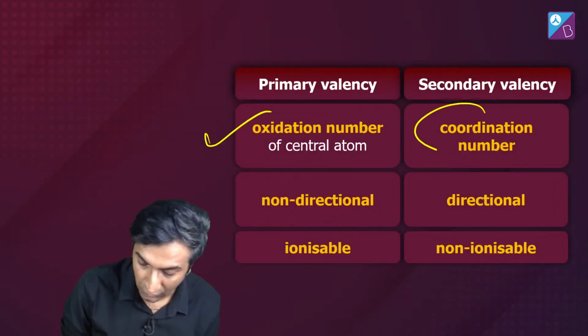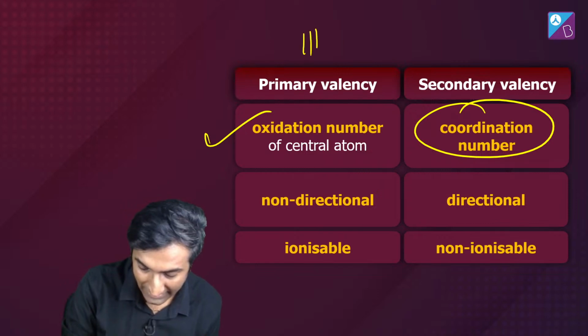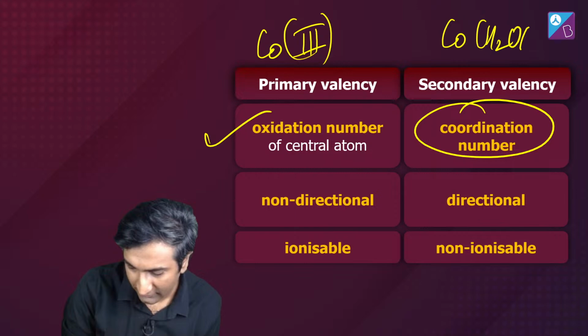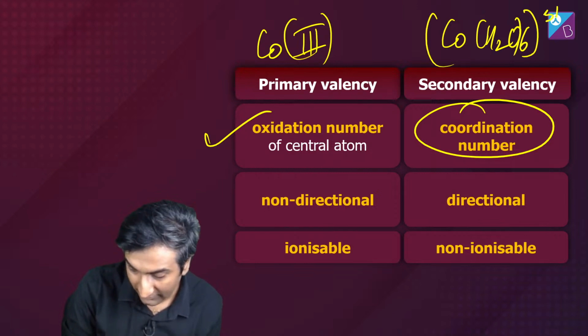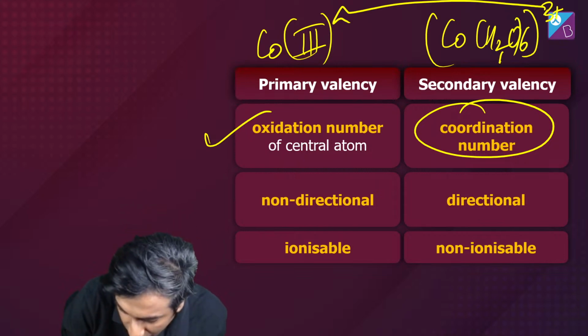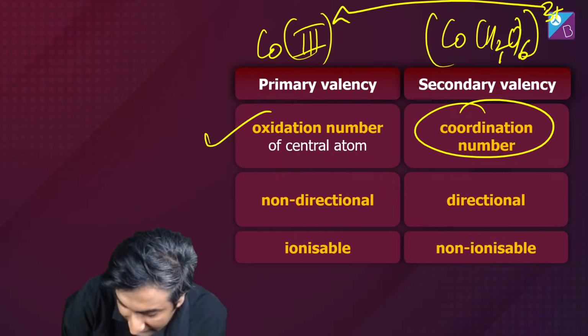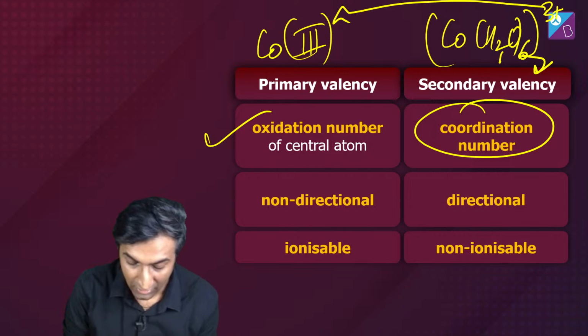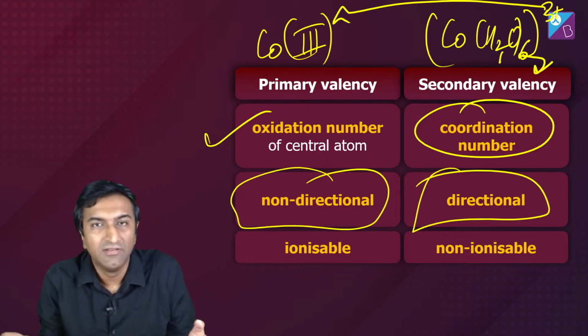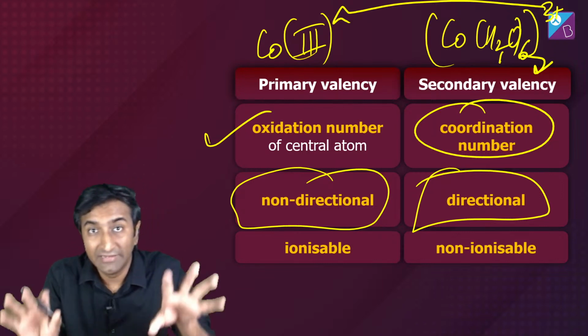This is oxidation number, this is a coordination number. Primary valency means in the bracket, say cobalt 3, right? And this will be cobalt H2O 6 3 plus, right? So this 3 plus came from here, and this 6, let me erase this a little, the 6 went up. This 6 is the secondary valency, okay? Non directional means it doesn't decide the shape or anything else.